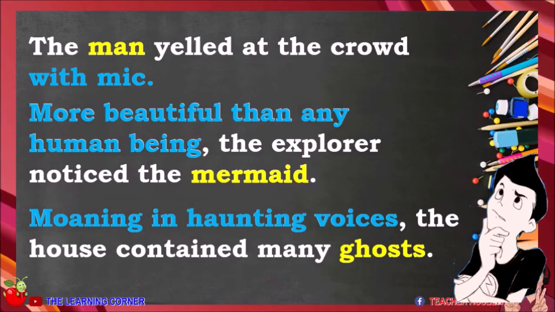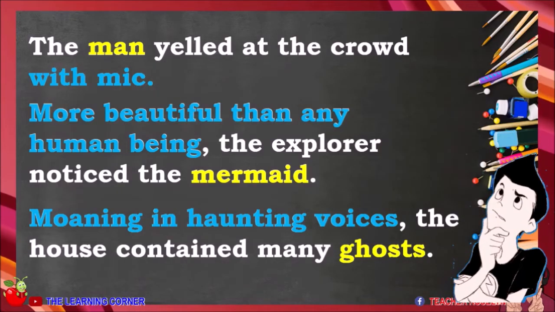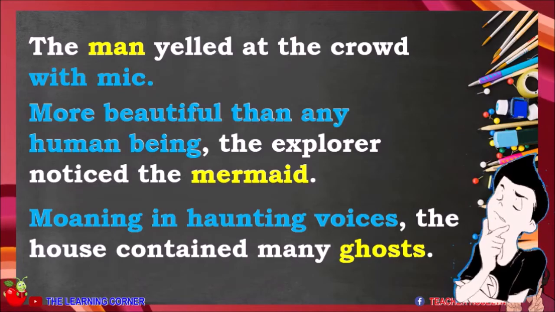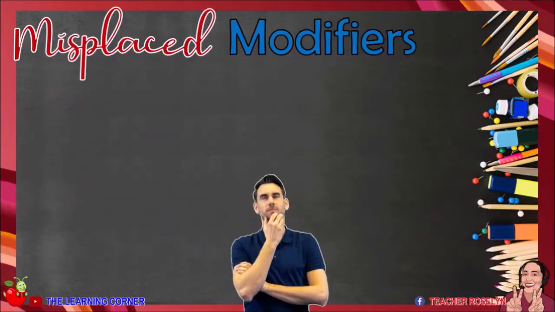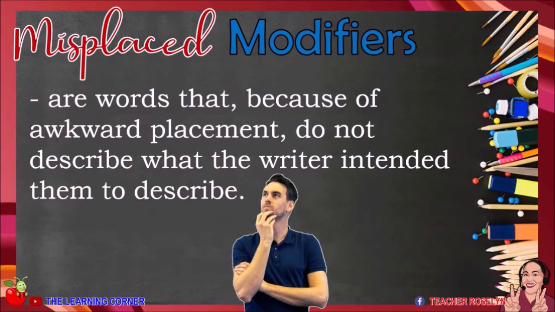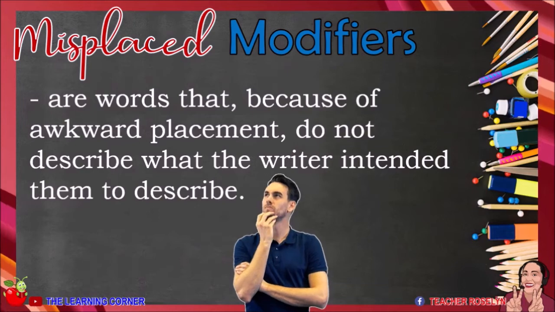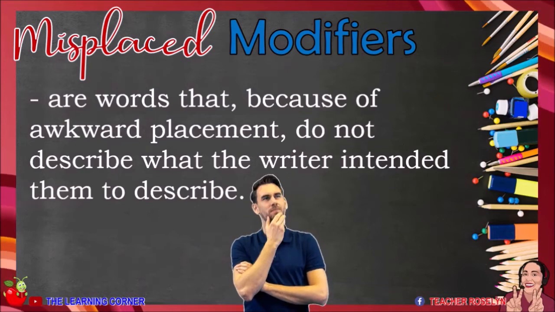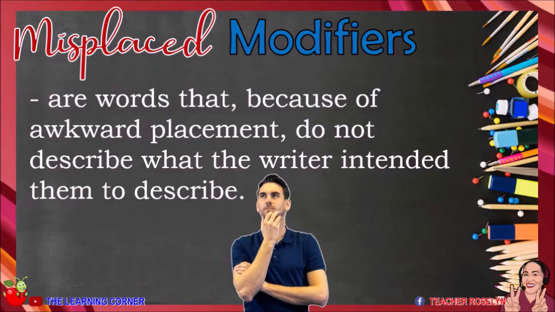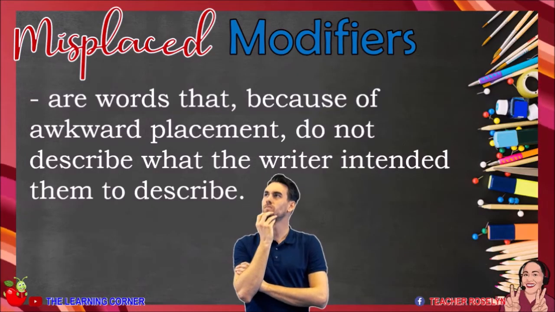Notice that the modifiers or the phrases in blue are not placed closely to the words they modify. They are called misplaced modifiers. Misplaced modifiers are words that, because of awkward placement, do not describe what the writer intended them to describe. Misplaced modifiers make the sentences confusing and unintentionally funny.